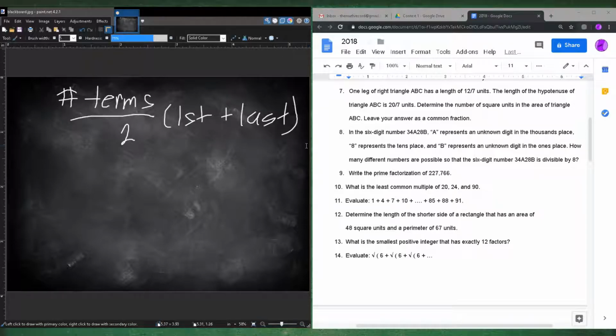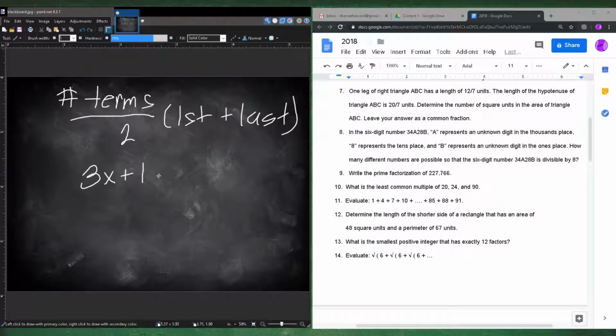So how do we know how many terms? The first term is 1. The last term is 91. So the only thing we need to find is the number of terms. Since I know that it starts at 1 and goes by a common difference of 3, it must follow the equation 3x plus 1, right? If you plug in 0, it's 1. If you plug in 1, that's 4. If you plug in 2 for x, that's 7. So this formula checks out.